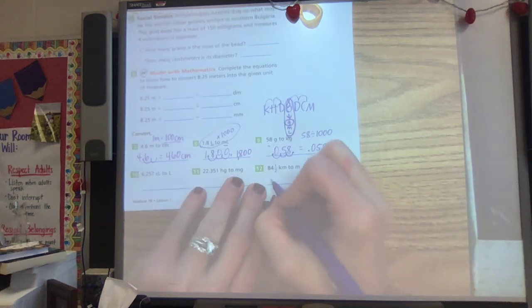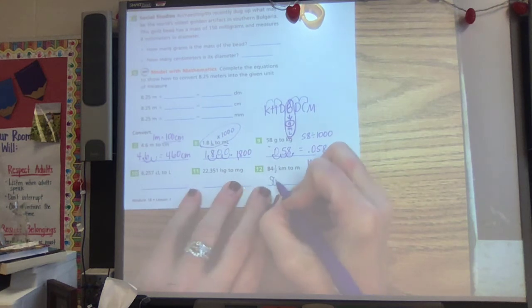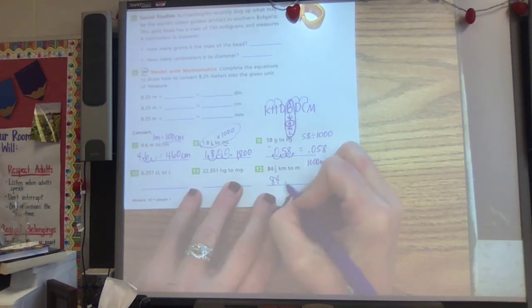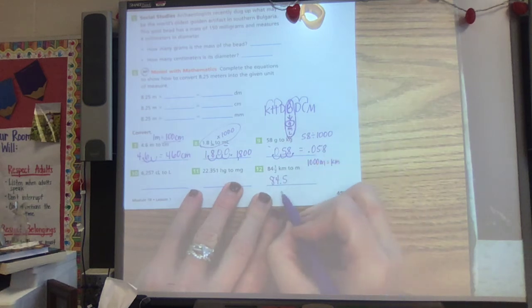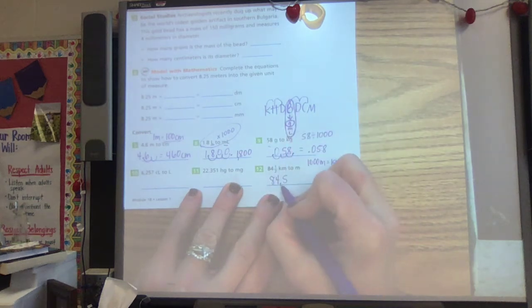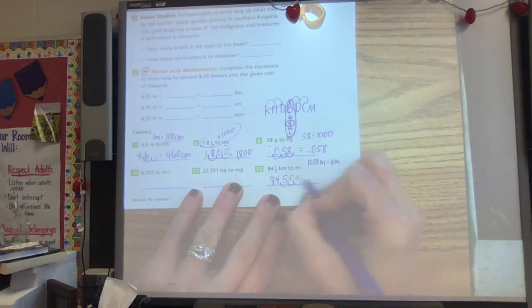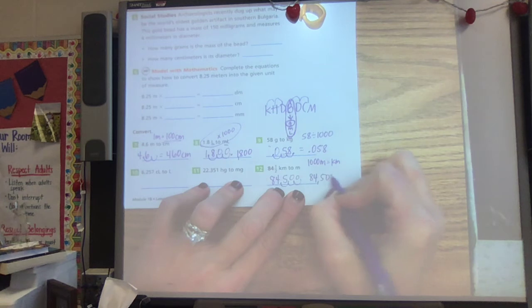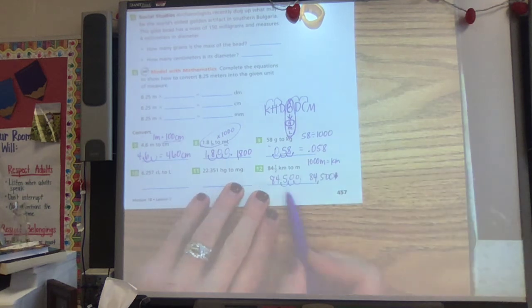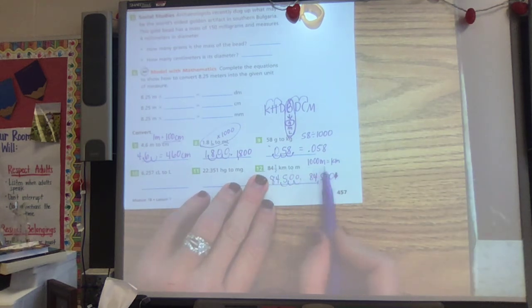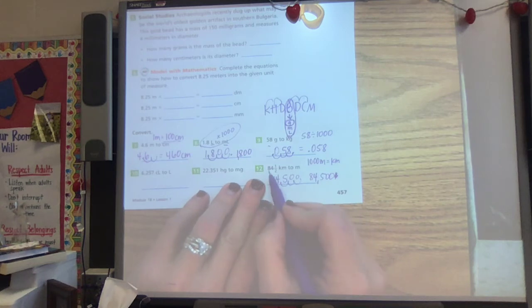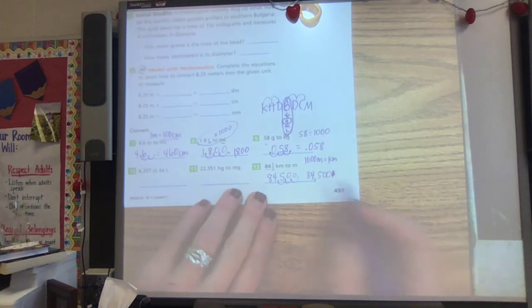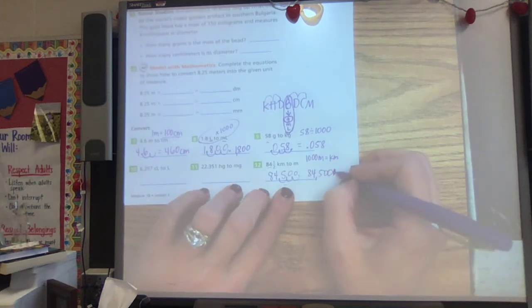So I know that there's 84,000 or 84.5. And then if I'm changing that to meters, I'm getting more units, 1, 2, 3. That would be 84,500. Or if you know that there's 1,000 meters in a kilometer, there'd be 84,000 plus your 500. So 84,500.